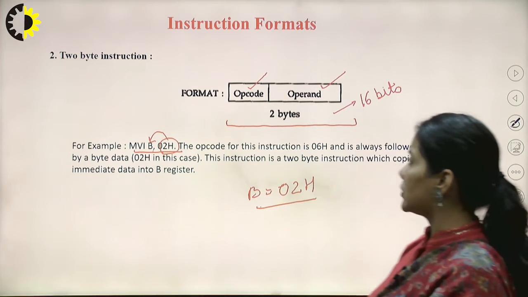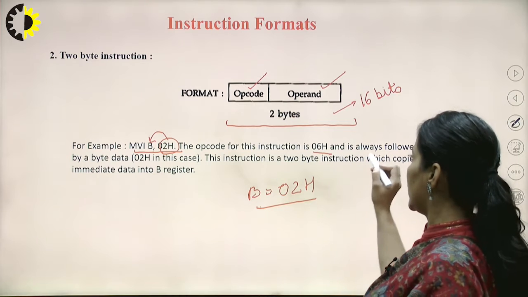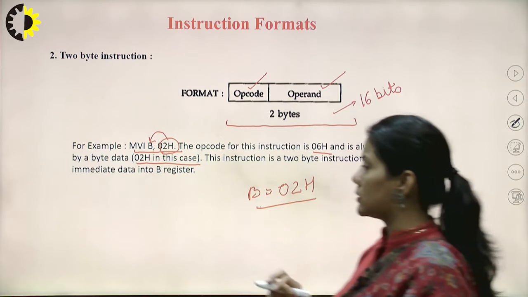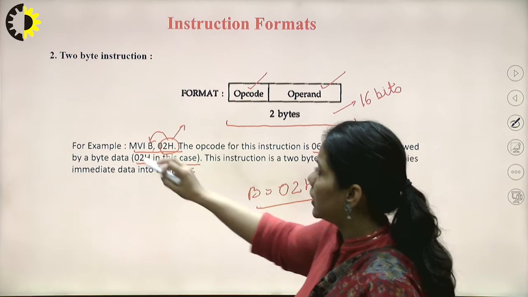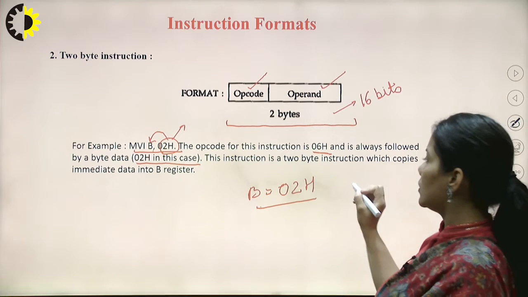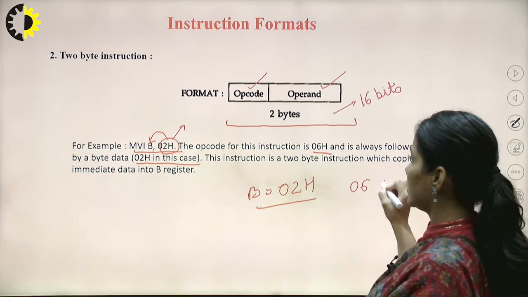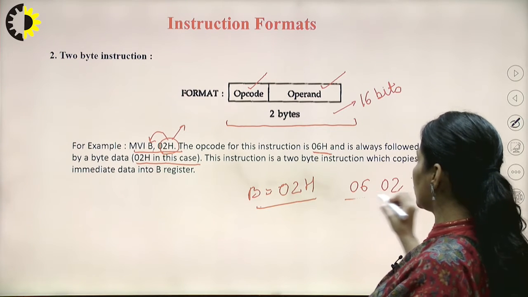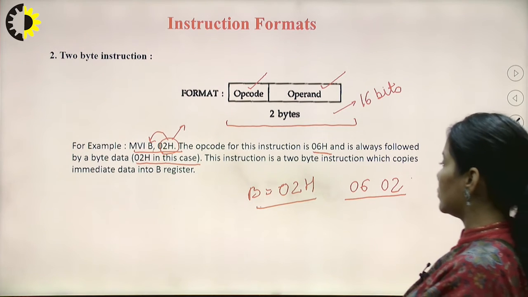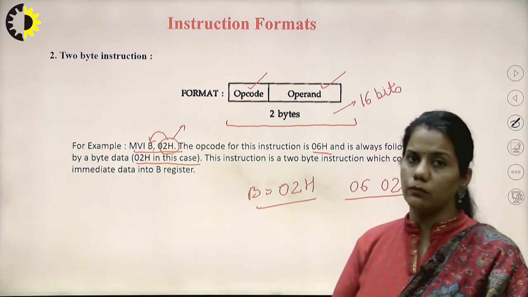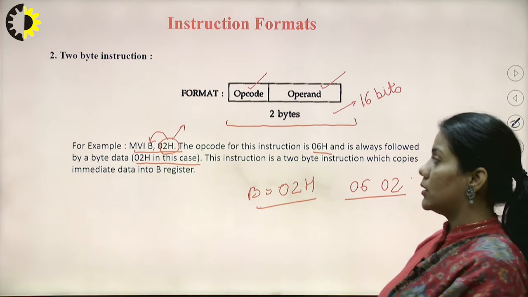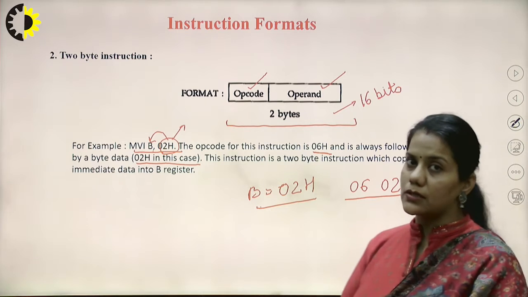The opcode for this instruction is 06H and it is always followed by the byte data, that is 02H in this case. So MVI B is equivalent to 06H, and in this way 06 and then 02, these 2 bytes are covered. This instruction is a 2 byte instruction which copies immediate data into the B register. In this way, the whole instruction is represented in the form of 2 bytes in machine language.